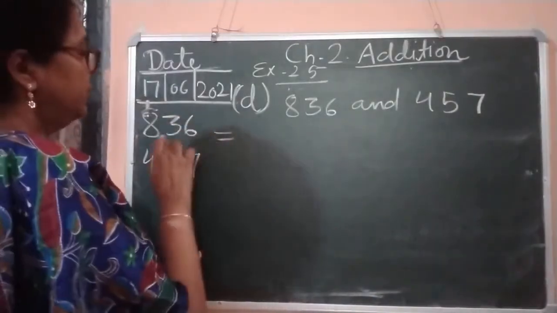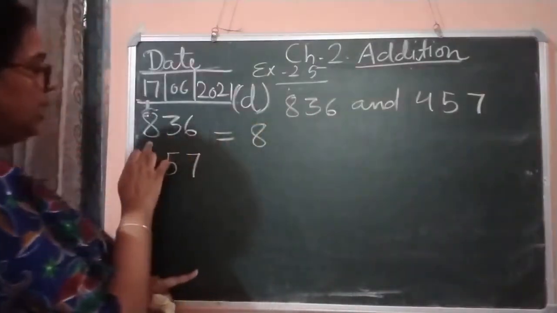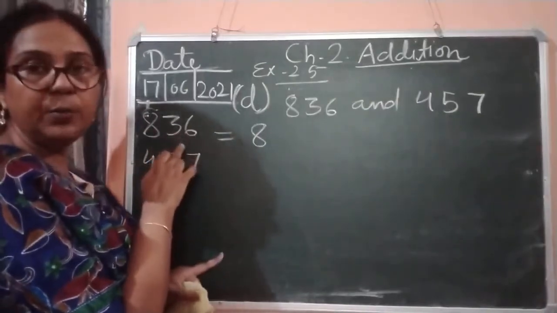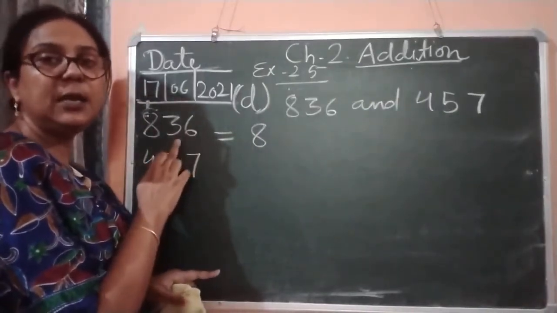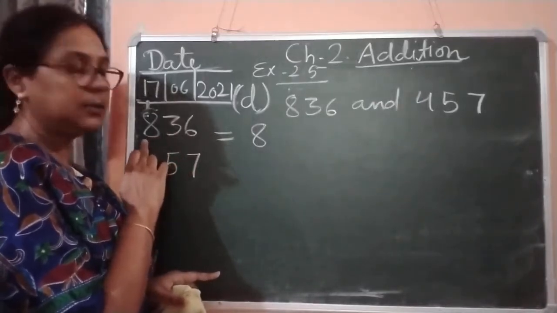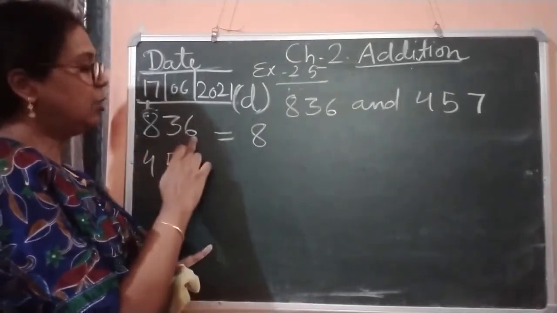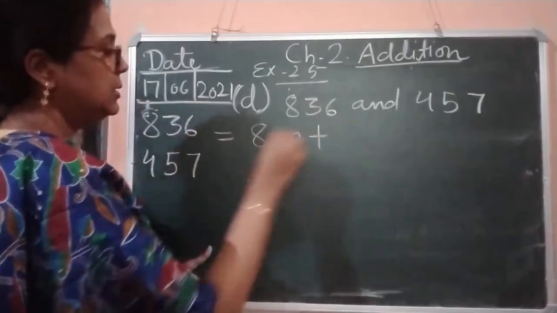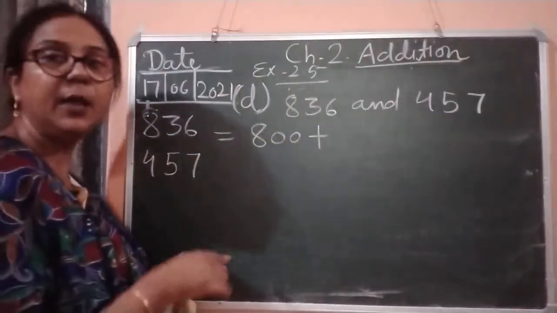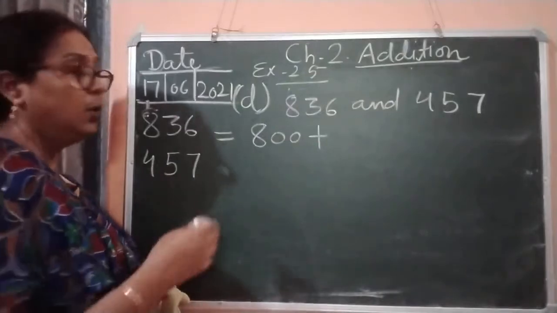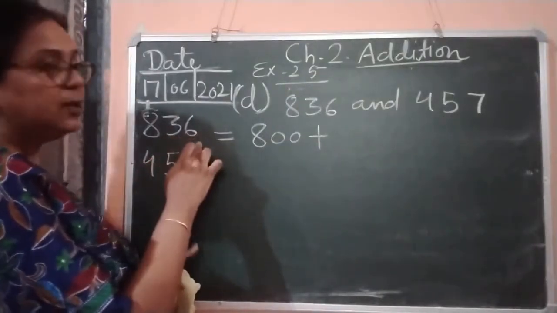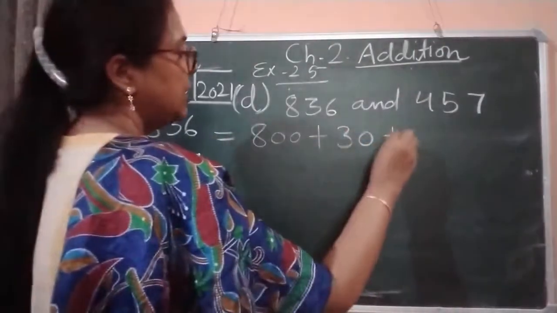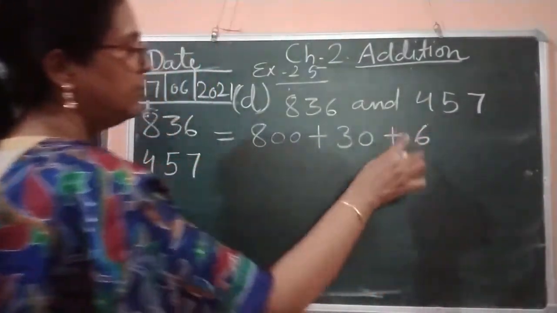First we will write 836 in expanded form. 8 is there, so we will write first number 8, and after that we will see how many numbers are there. At the first place this is 8, and after that two numbers are there, so we will write 800 because this is at the hundreds place. It is a very simple way to write in the expanded form. Now 3 is there, so we will write 30, and what is left? 6 is left, so we will write 6.